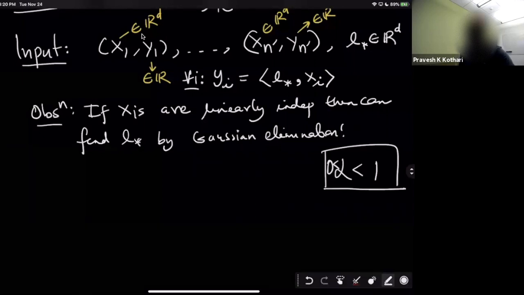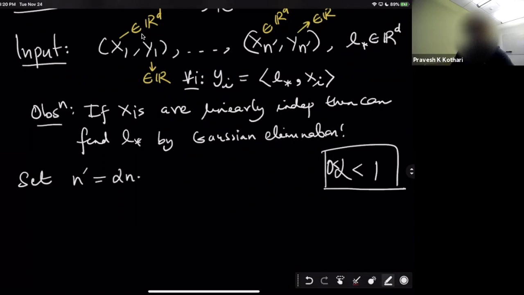And now imagine that I set n prime to alpha n. So I'm trying to construct a set of n equations, an alpha fraction of which are drawn according to this model that we just discussed. Imagine that they are linearly independent, and that there is some unique solution L star to them. If we were just given this set of equations, then we would be done, right? We would just do Gaussian elimination and be able to calculate L star.